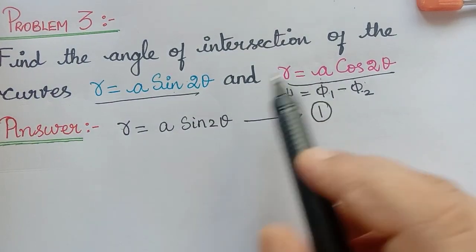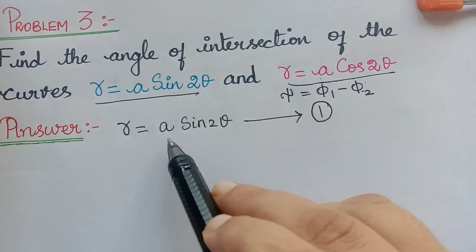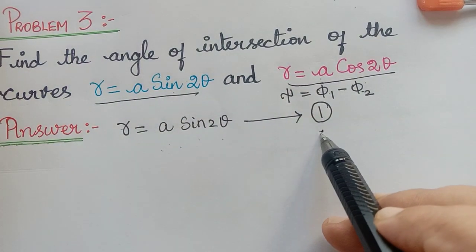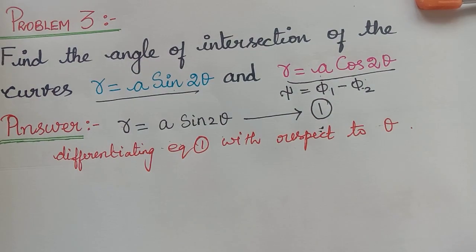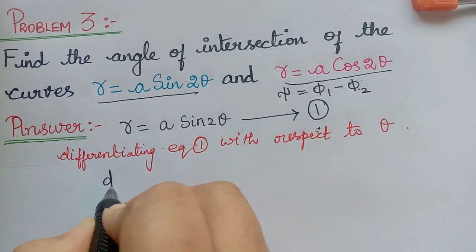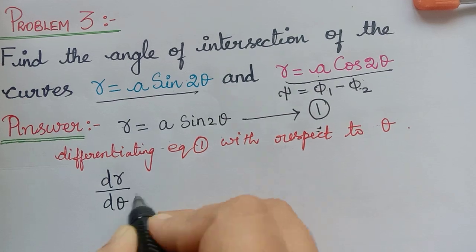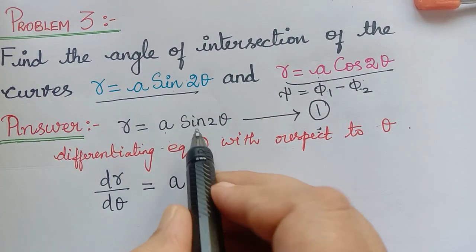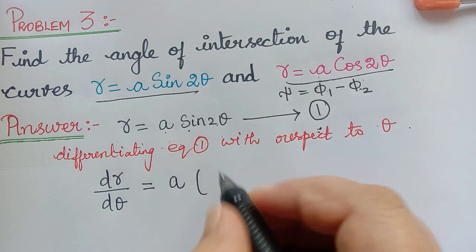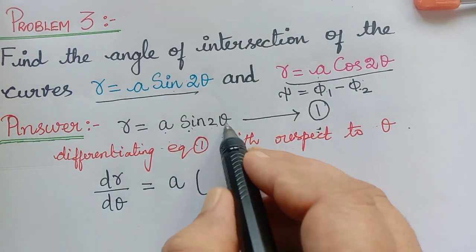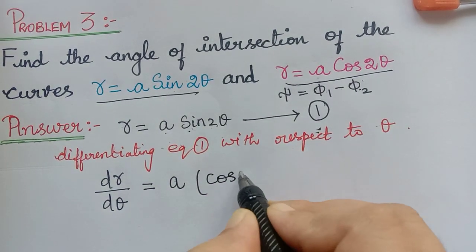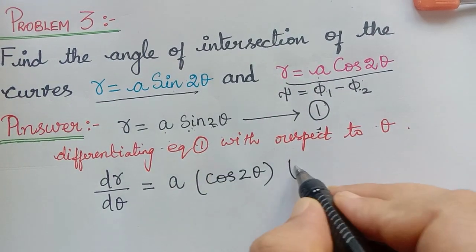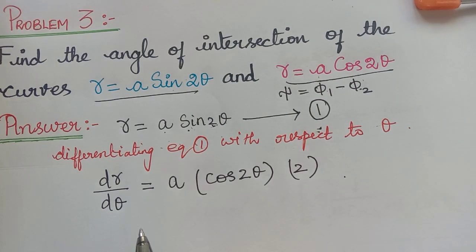So as the first step, let us mark r equal to a sin 2θ as equation 1, and let us differentiate this equation with respect to θ. When we do so, we get dr/dθ equal to a, which is a constant, multiplied with the differentiation of sin 2θ, which will be cos 2θ multiplied with the constant 2. So this is dr/dθ.